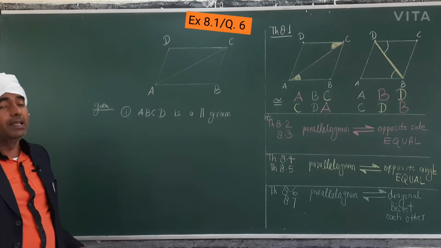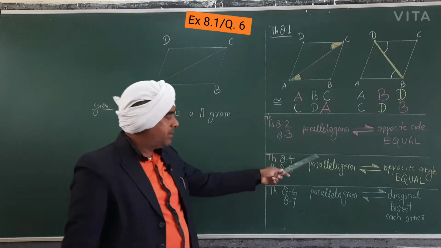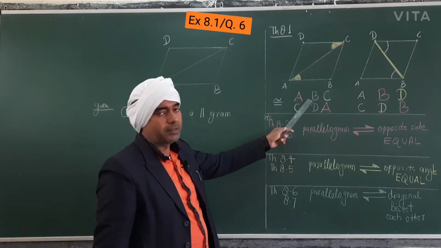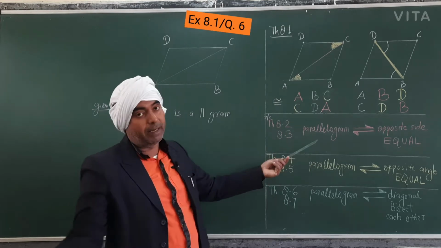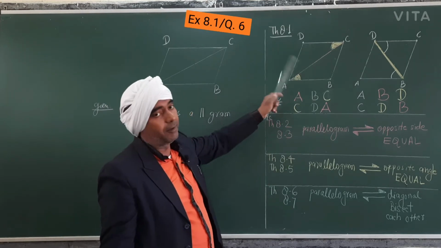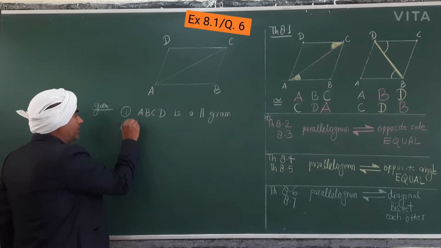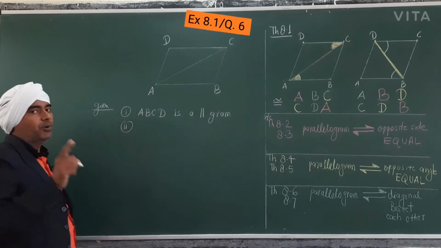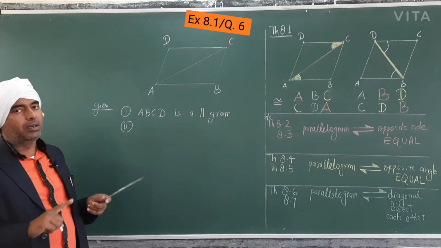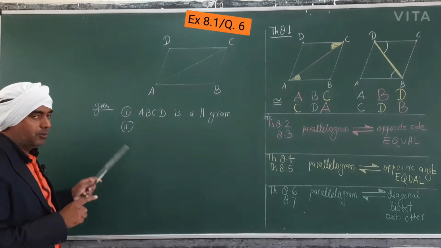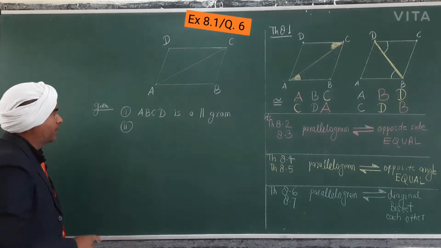Parallelogram is the short form here. It is given, which means you can use all these theorems. It is already a parallelogram. The second condition is the extra condition which I told you about in my part 2 video. All of you are requested to see the part 2 video. The link is given in the description.